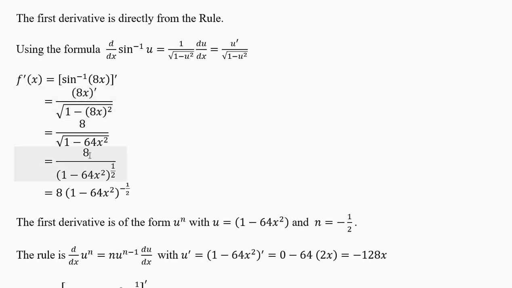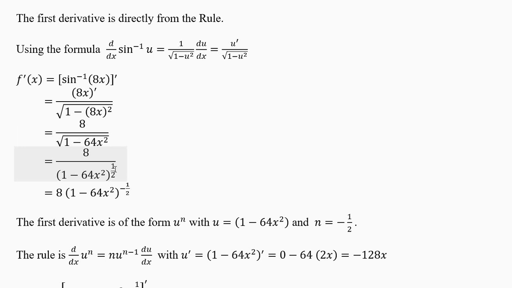Derivative of 8x is 8. Now 8x whole square is 8 into 8, 64, x into x, x square. So your answer is 8 divided by square root of 1 minus 64x square. If you are doing only first derivative, you can stop here, but we are doing second derivative.